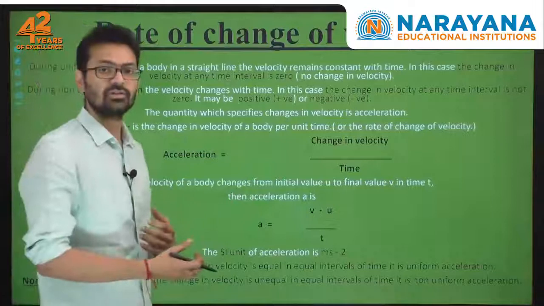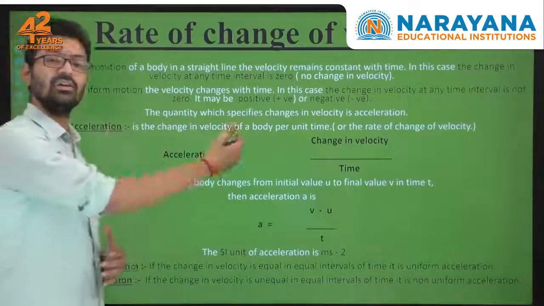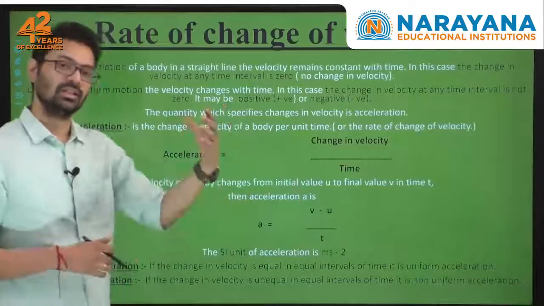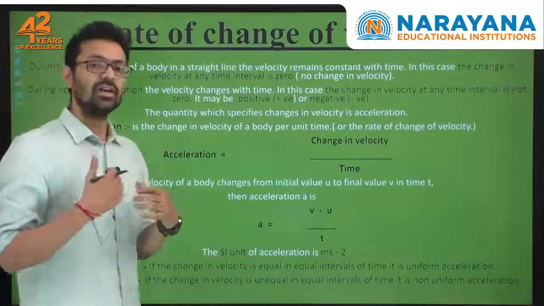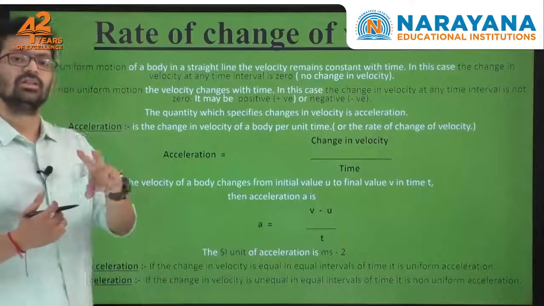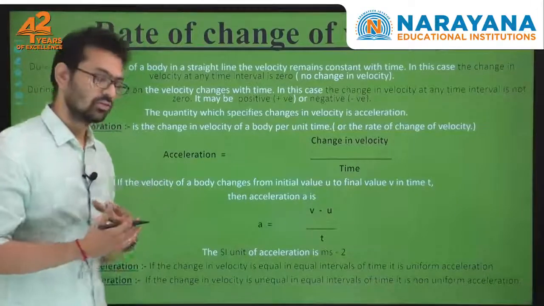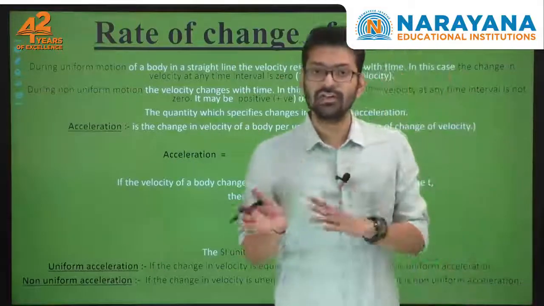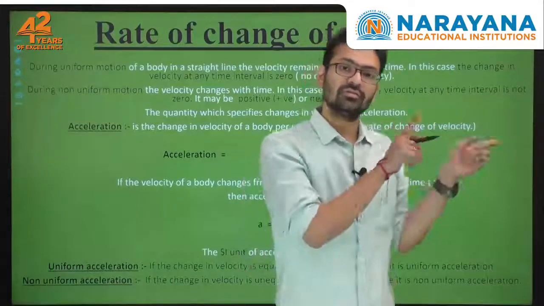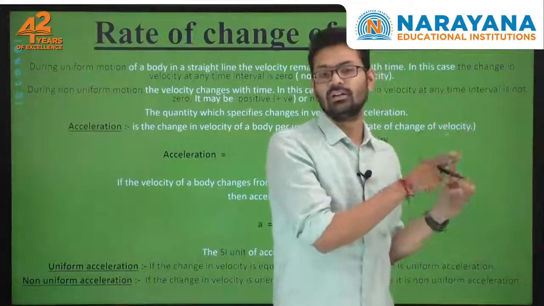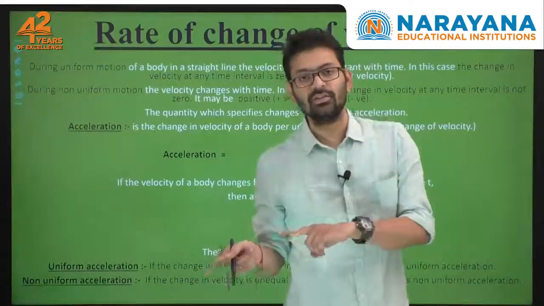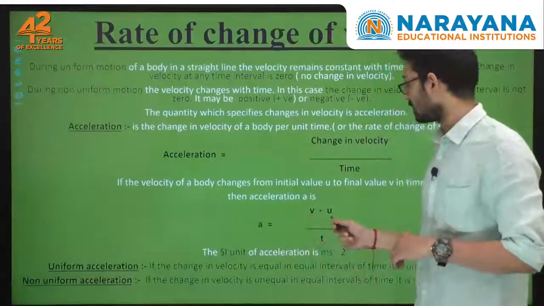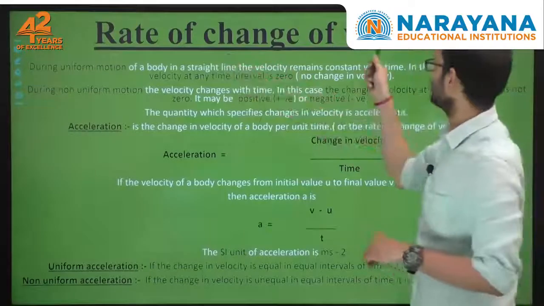Initially you are starting with some velocity, let us take it u, and finally when you are ending up your journey, at some time you are at some velocity. Let us take it as v. So we will take the final velocity and initial velocity. When you want to find the change in velocity, you subtract the initial velocity from the final velocity, and you are going to get the change in velocity. Now that is nothing but what we call the rate of change of velocity.